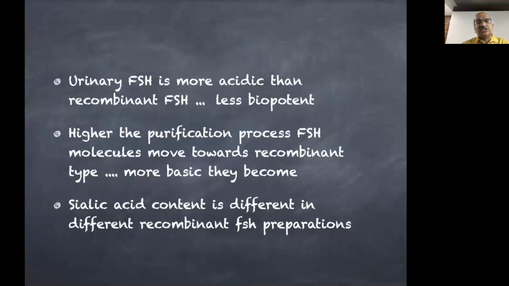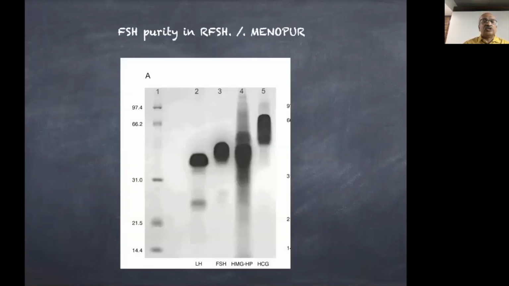And urinary FSH is more acidic than recombinant because it comes from menopausal urine, so it is less biopotent and has a higher purification process. FSH molecules will slowly move towards a recombinant type, that is, they will become more basic and their potency will keep on increasing. And sialic acid content is different in different recombinant preparations.